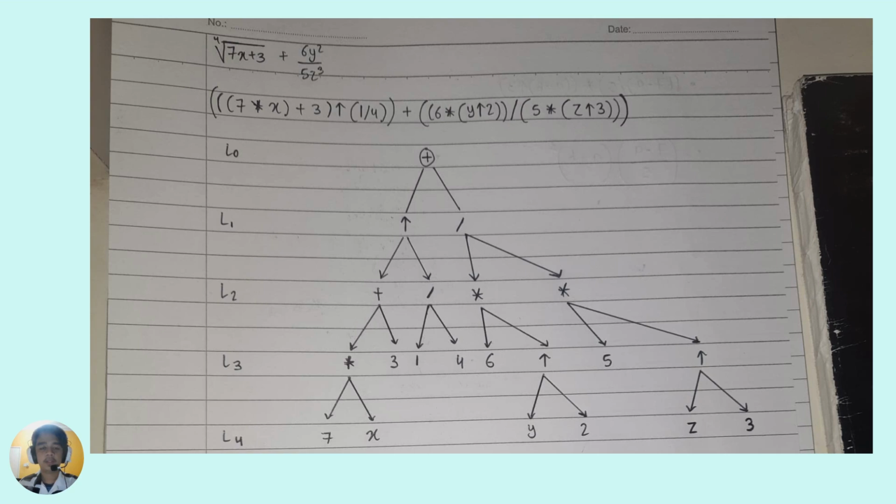And then you keep repeating the steps until you get all the left side done. So power, so plus and division. And then for the plus side, it'll be 3 and then asterisk, as in multiplication. And then the asterisk will be 7 and x. And same goes for the right side.